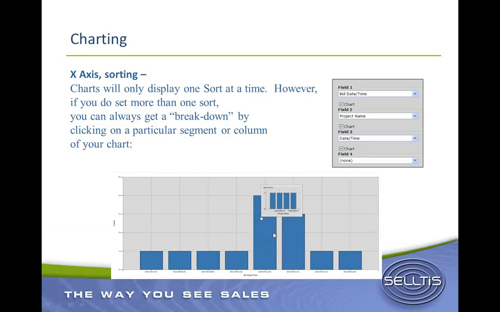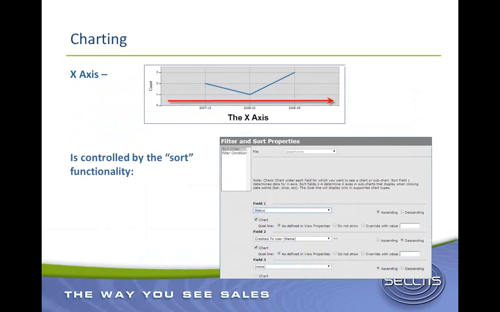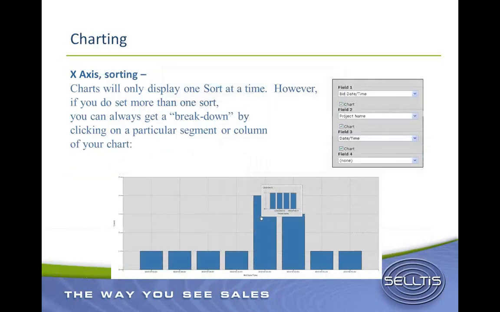So the user in this screenshot has clicked on this month's worth of data, which is about the volume per bid date and time. And then they've seen a breakdown of 4 different projects, which is the second sort. Again, we'll show this in the real database so you can see it a little bit better in just a moment. So the x-axis is across the bottom, of course, and it is about the sort in the setup.